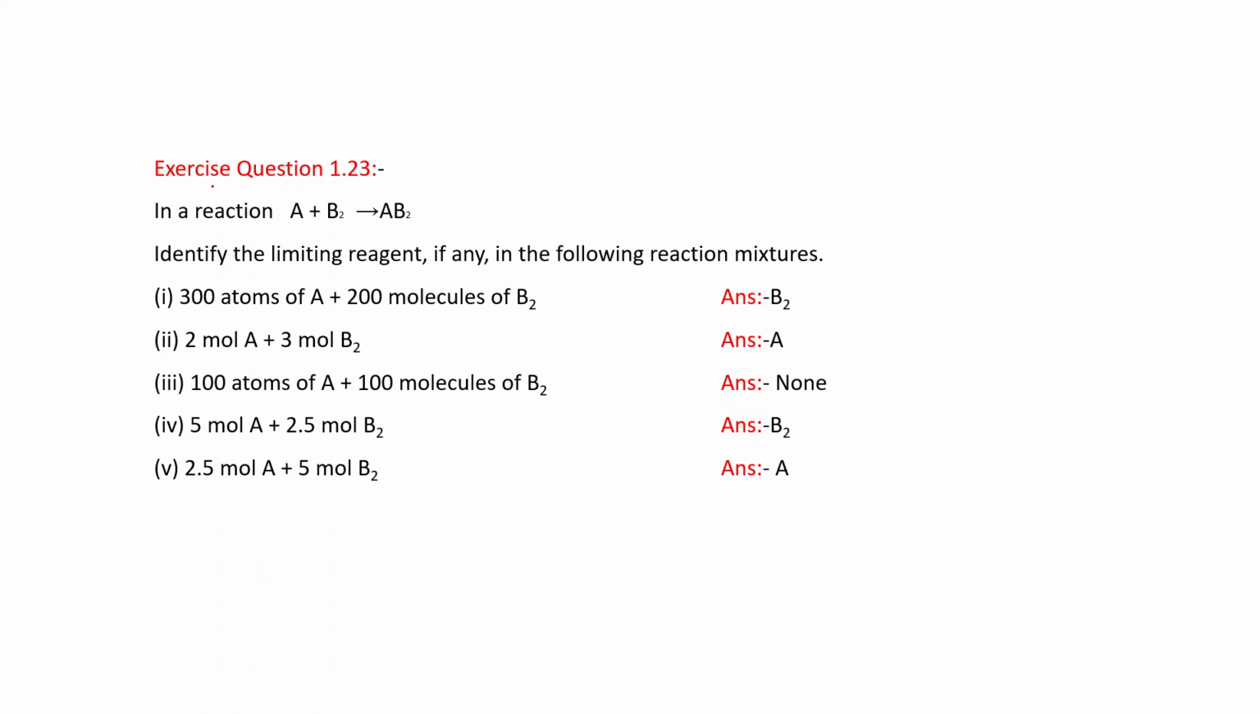See exercise question 1.23. In a reaction, this is given: A plus B2 gives AB2. Now we can say in this case the stoichiometric coefficient of A and B2 is 1 and 1. Identify the limiting reagent, if any, in the following reaction mixtures. That is, if you have 300 atoms of A and 200 molecules of B2. Actually, A is in atomic form and B is in its molecule form, that's why B2. Again, there is a 1:1 ratio. If we compare the ratio of 300 and 200, 200 is smaller, so we can say B2 is the limiting reagent.